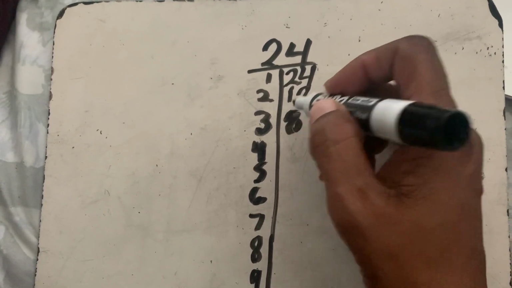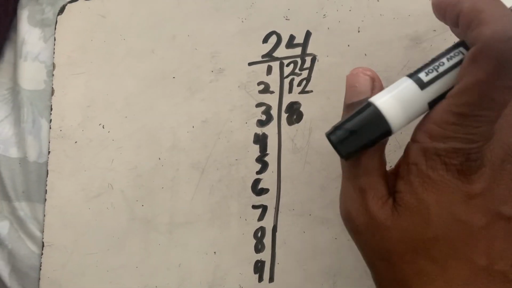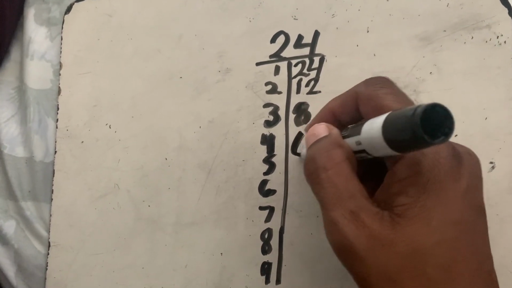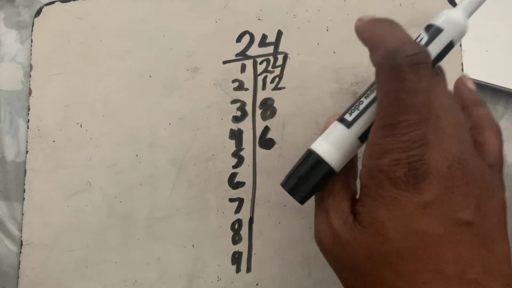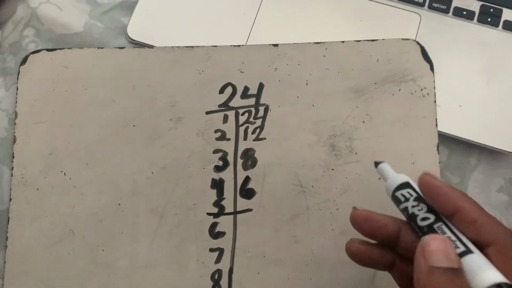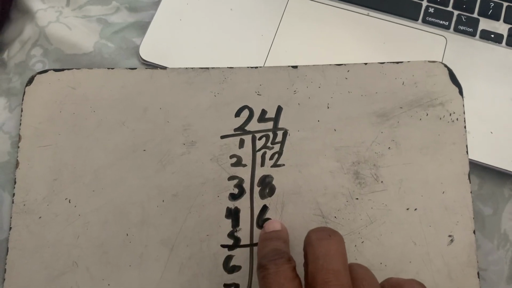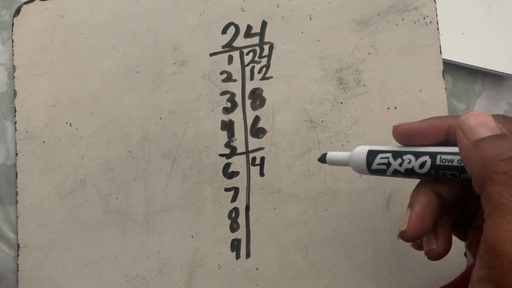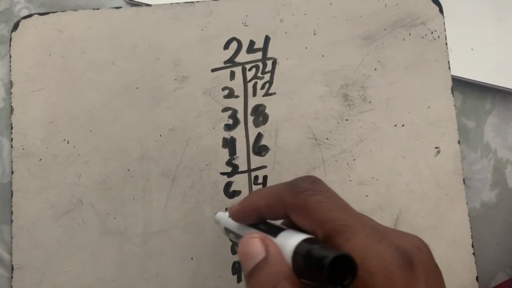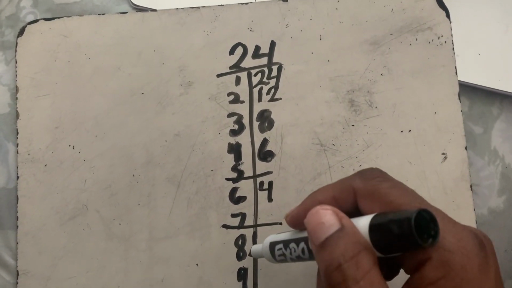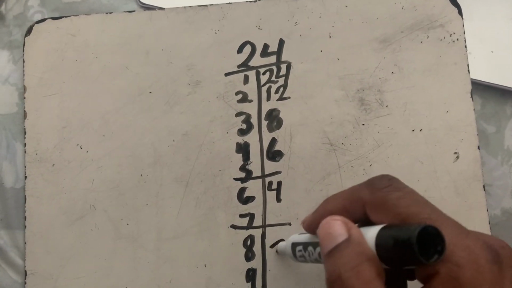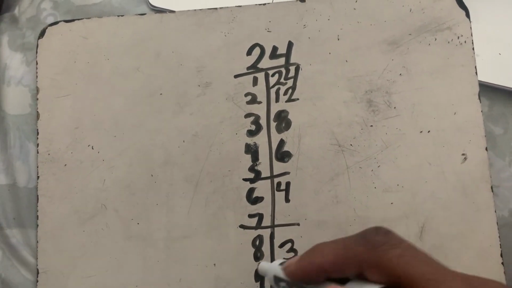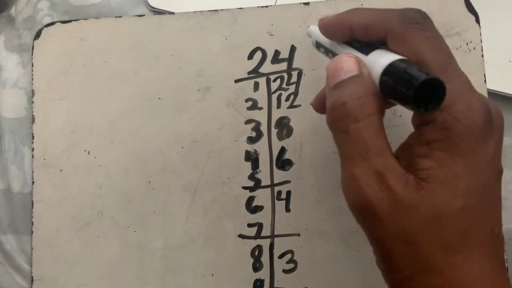That's 8 times. What about 4? 4, 8, 12, 16, 20, 24. That's 6. What about 5? 5, 10, 15, 20, 25. I never say 24. Well, 4 times 6 is 24, so 6 times 4 is 24. Let's do 7s. 7, 14, 21, 28. Nope, I don't say 24. 8. 8, 16, 24. 3. Or I could have seen that the reciprocal was up here. 9, 18, 27.